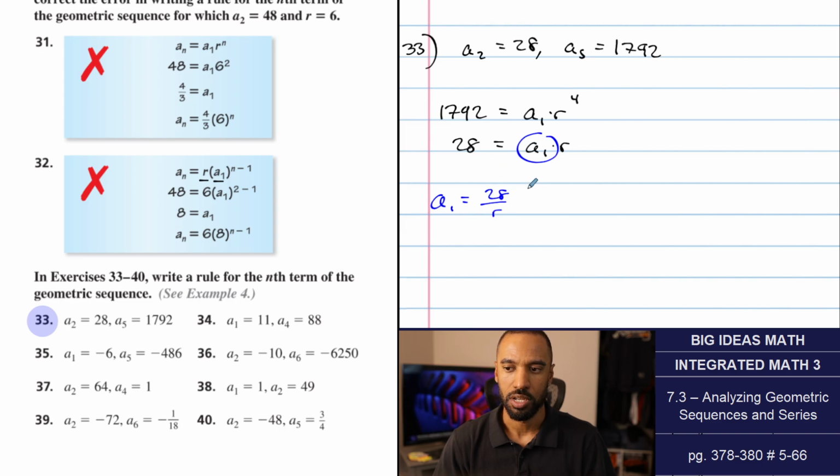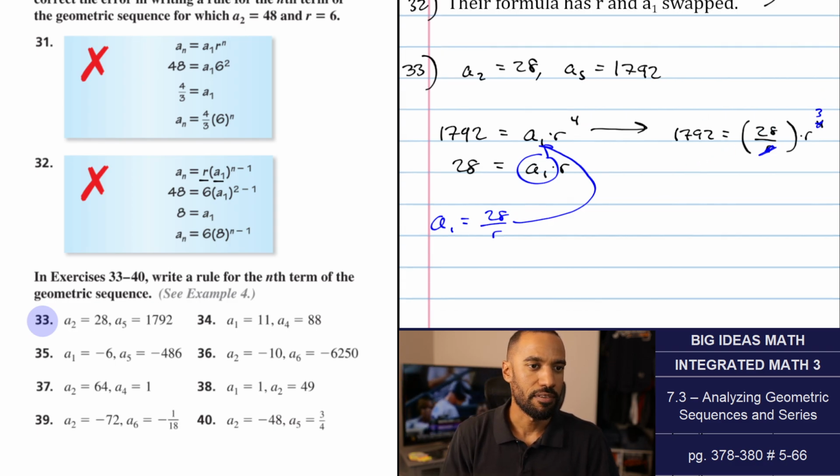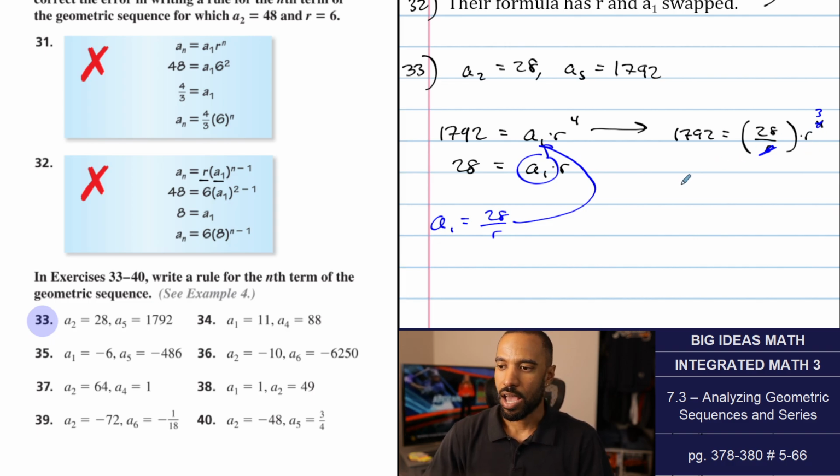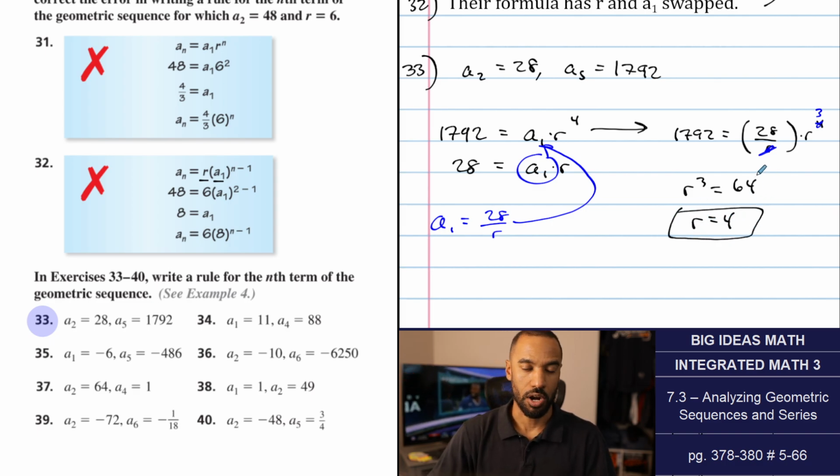This is using substitution. 28 over r will now take the place of the a sub 1 up here, and we'll have an equation that now says 1792 equals 28 over r times r to the fourth power. This r to the fourth power divides by this r, and you're left with r to the third power. So now we can divide both sides by 28. 1792 divided by 28 is 64. So now we have r cubed equals 64. You take the cube root of both sides, and you get r equals 4. It's not plus or minus 4. It's just r equals 4.